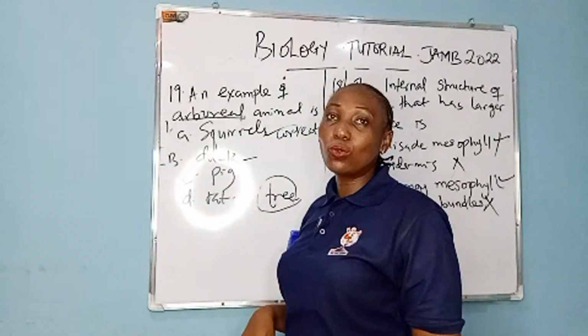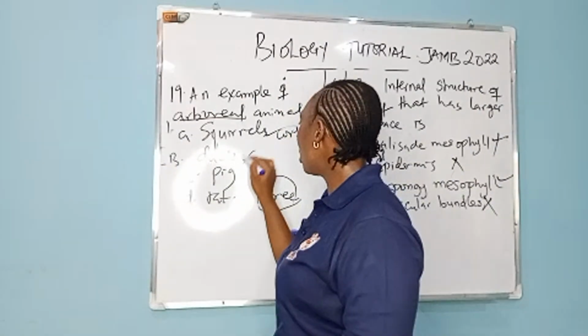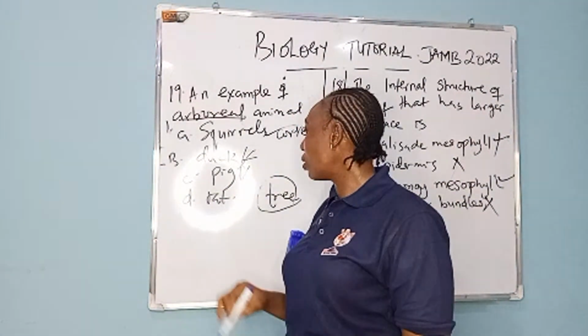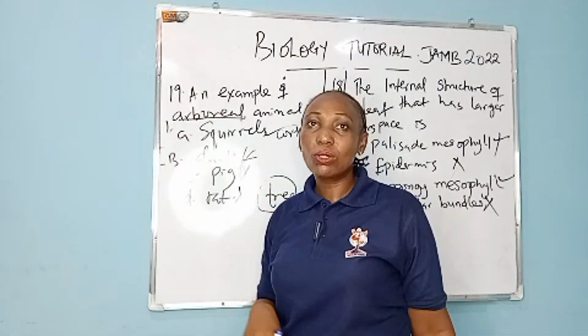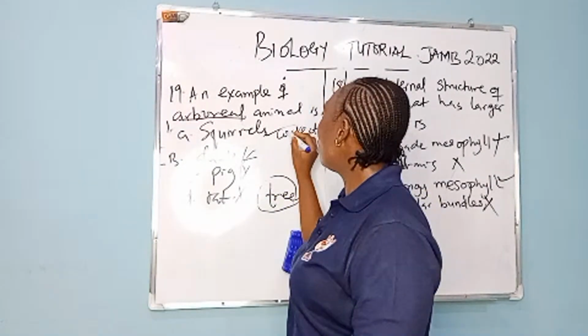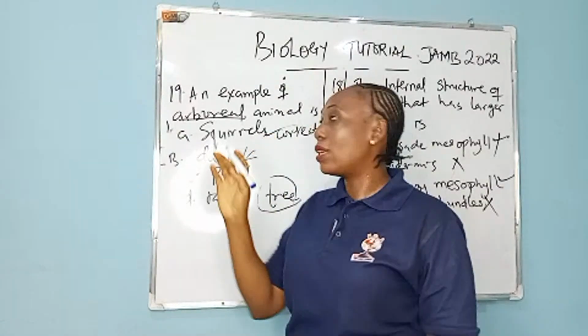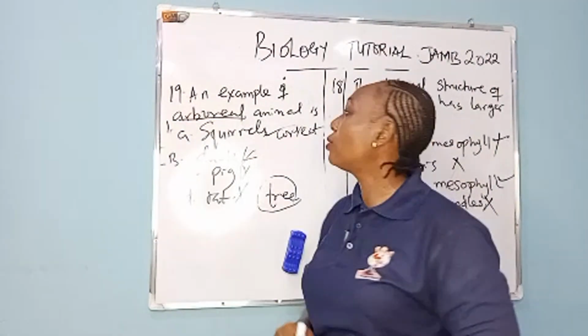Duck is water. They swim in water. So this is wrong. Pig too is wrong. And rat is also wrong. So the only correct answer here is squirrel, because squirrels live on trees.